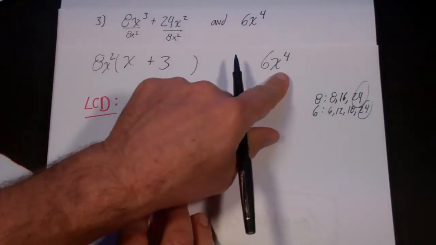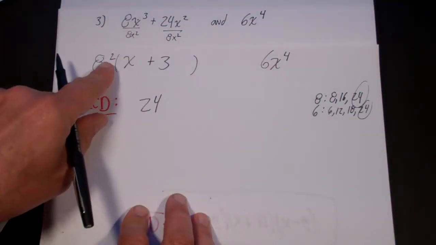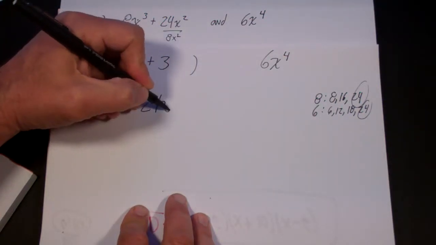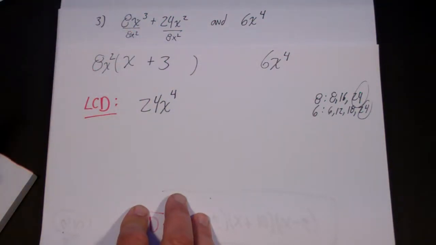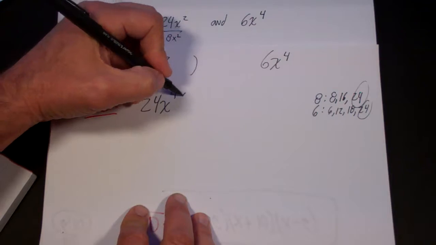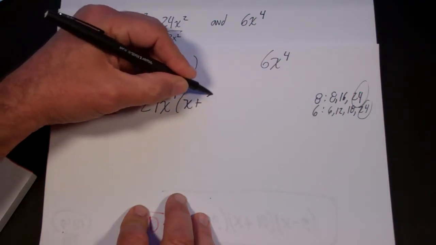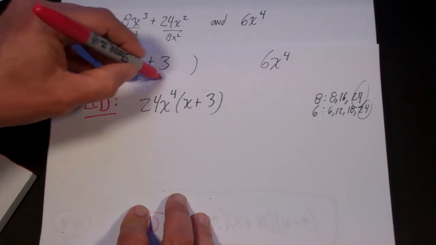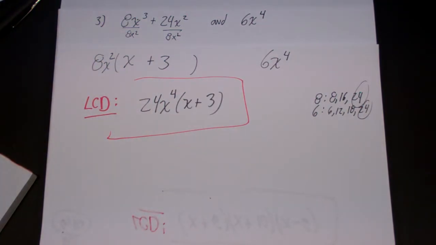X squared shows up in both. X shows up in both terms; here it's x squared, there x to the fourth. We're going to write down x to the largest power, that's x to the fourth, and then x plus 3. And that is our LCD. And that's how you find least common denominators of rational expressions.